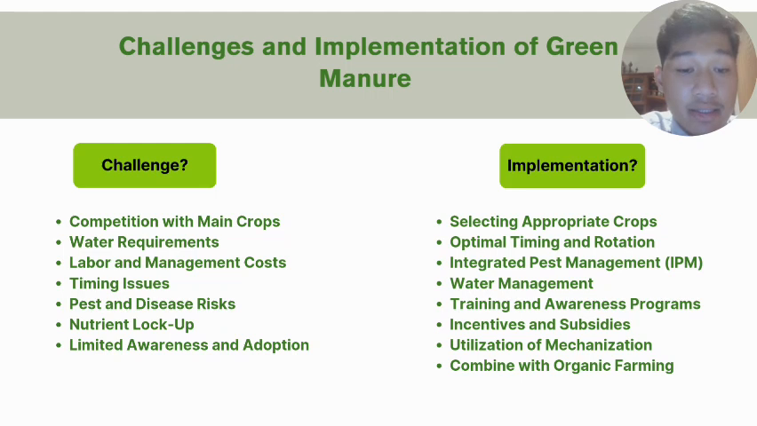Educate farmers on the long-term benefits of green manures through workshops, demonstration farms, and extension services. Six is incentive and subsidies. Government and agricultural organizations can provide subsidies or incentives to encourage farmers to adopt green manure practices. Next is utilization of mechanization. Employ machinery for faster planting, incorporation and management of the green manure crops, reducing labor costs and increasing efficiency.